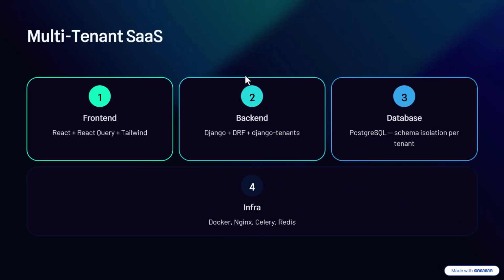Now let's start with the front end. For the front end, we are going to use React and Tailwind plus ShadCN for our UI. Then for the backend, definitely we're going to be using Django REST framework for our API, and also Django tenants, which is going to be the engine of this project. And for the database, we're going to be using PostgreSQL because that is needed for the schema isolation when you're using Django tenants.